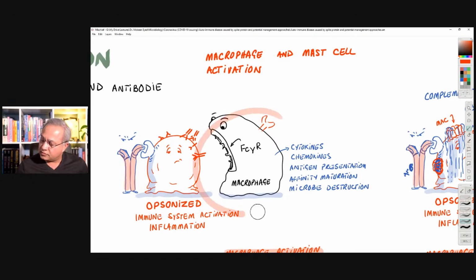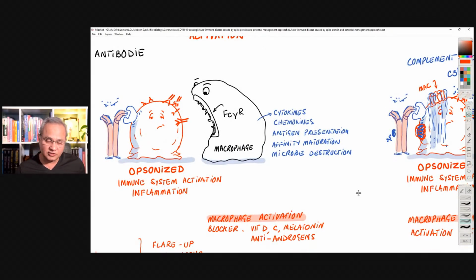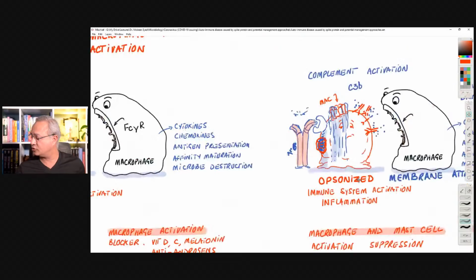The takeaway here is that when an antibody is connected with a pathogen or with our cell surface, it will mark that thing to be destroyed. And when the destruction is occurring, the immune system is becoming activated as well, and inflammation would occur. Then, of course, that would mean macrophage activation would occur, mast cell activation would occur, and so on.